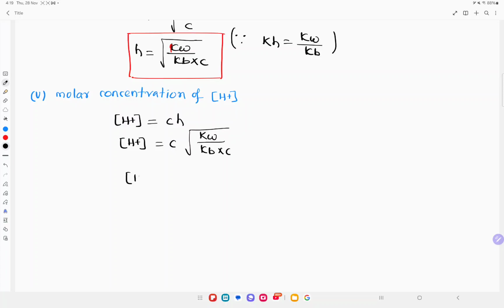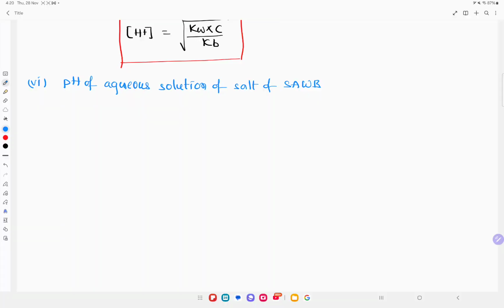So from this, the molar concentration of H plus is equal to under root of KW into C by KB. If you know the molar concentration of H plus, we can calculate the pH of an aqueous solution of a salt of strong acid and weak base. The formula is pH is equal to minus log molar concentration of H plus.